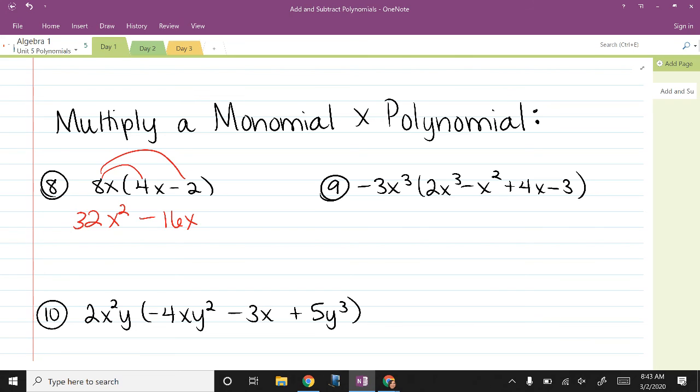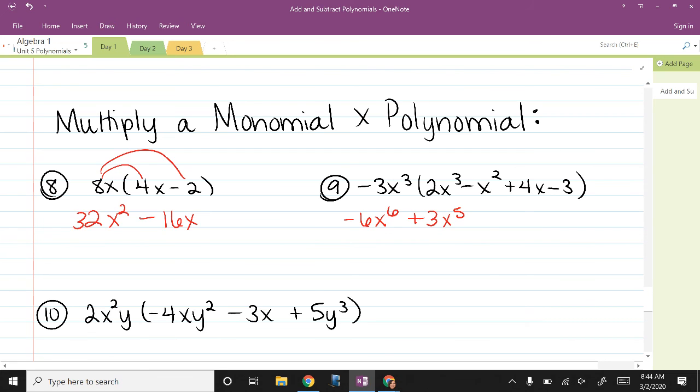Okay. So I'm going to start with negative 3x cubed times 2x cubed. What's negative 3 times 2? Negative 6. What's x to the third times x to the third? X to the 6. Very good. Now, isn't that an understood negative 1 right there? What is negative 3 times negative 1? Positive 3. Good. Negative times a negative is always positive. And then x to the third times x squared, we add them and get what? X to the fifth. So we can't forget those exponent rules we just learned.